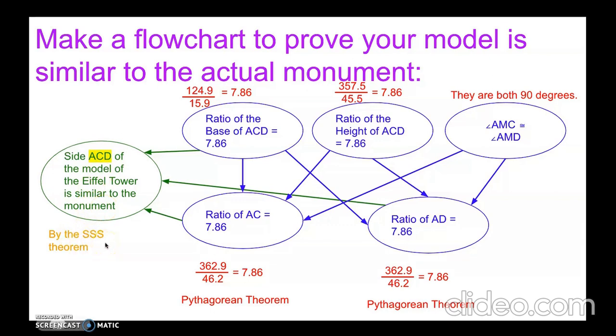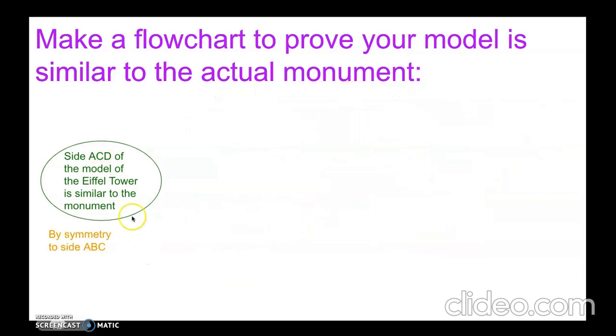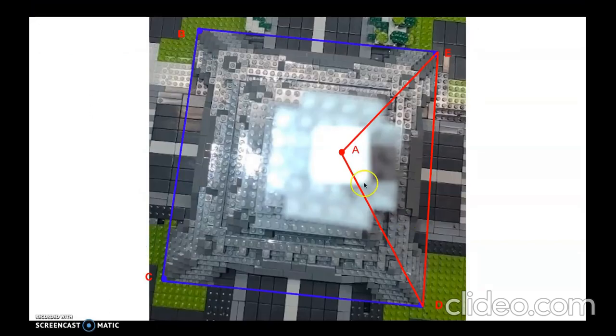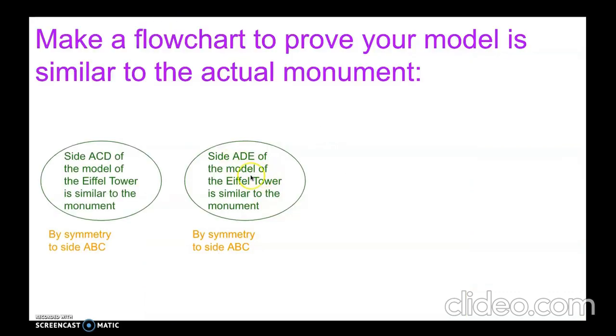Well, you don't actually even have to rewrite your flowcharts for each side. If the faces are similar, we can just say that they are by symmetry. And so that's the way I write it here, is side ACD of the model of the Eiffel Tower is similar to the actual monument. Right, and we can do the same thing for this side right here, side ADE. So side ADE of the model of the Eiffel Tower is similar to the monument, and again, this is by symmetry to side ABC.